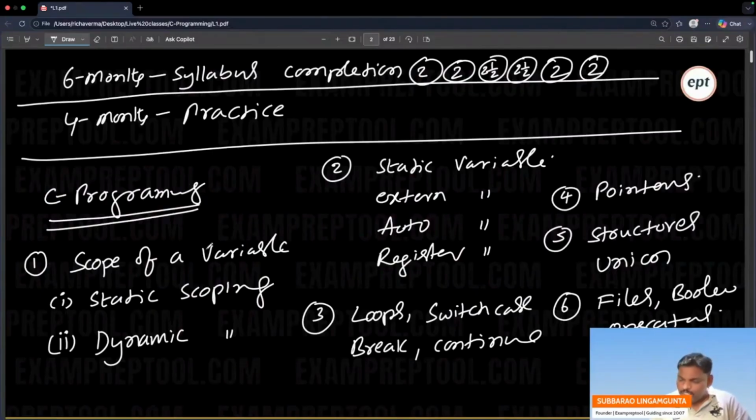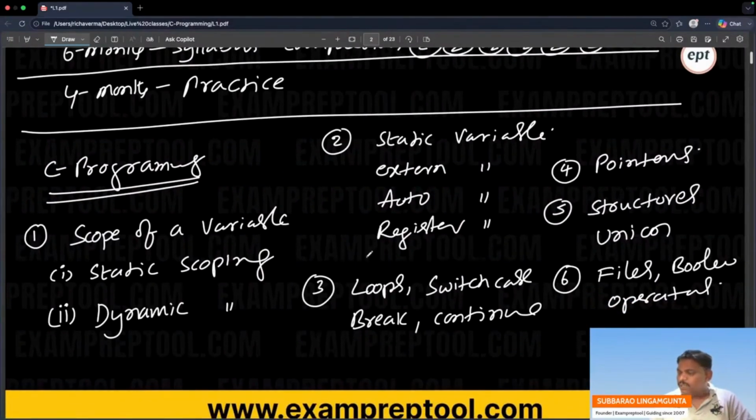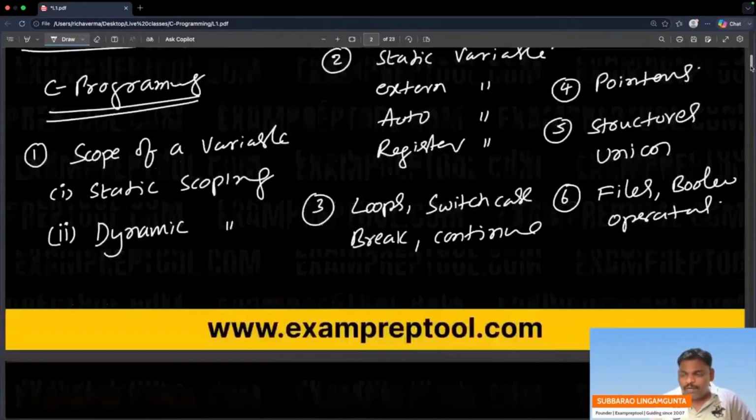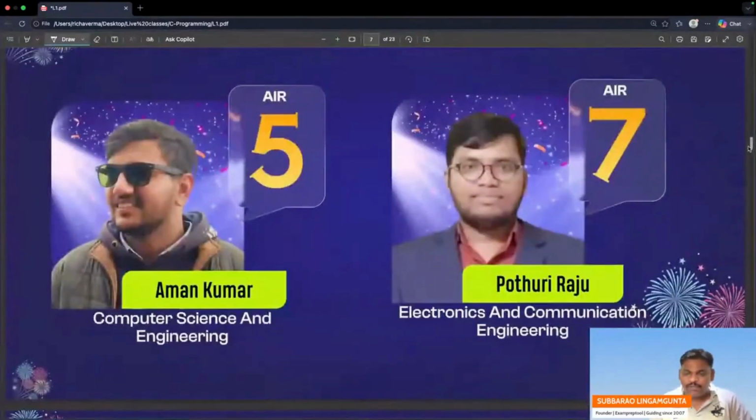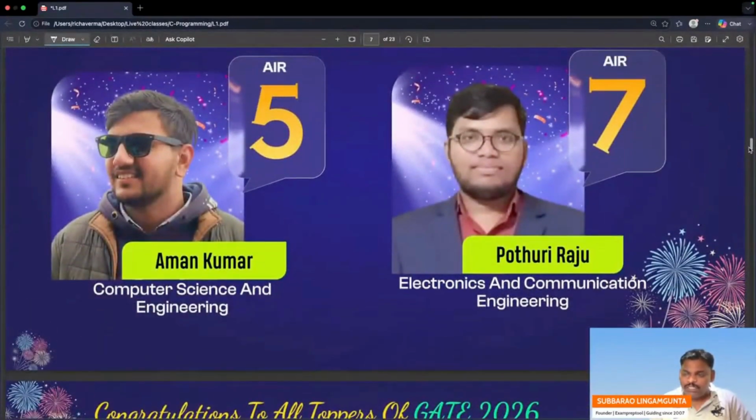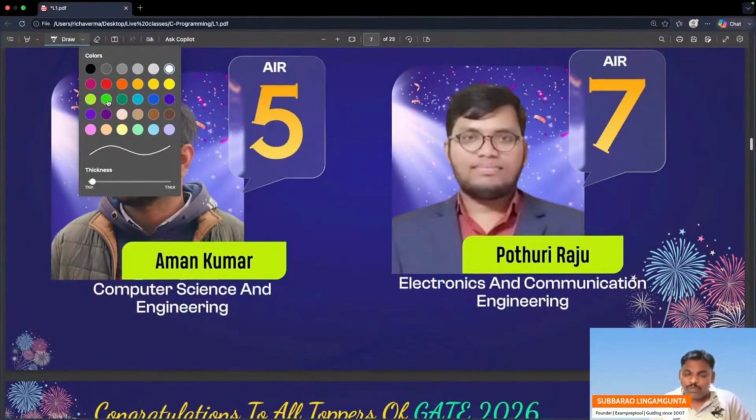So C programming, this is the syllabus. In the EPT, most of the students get a rank in 1 year only. You can see these ranks. Aman Kumar, 2026 GATE examination, EPT got many ranks.